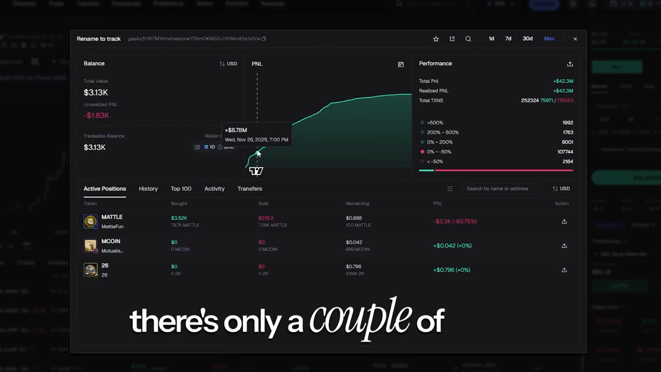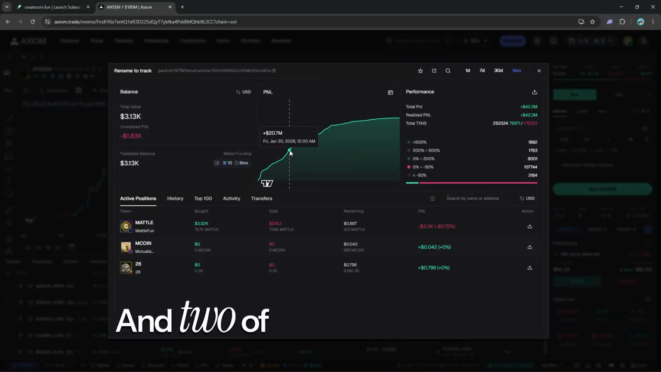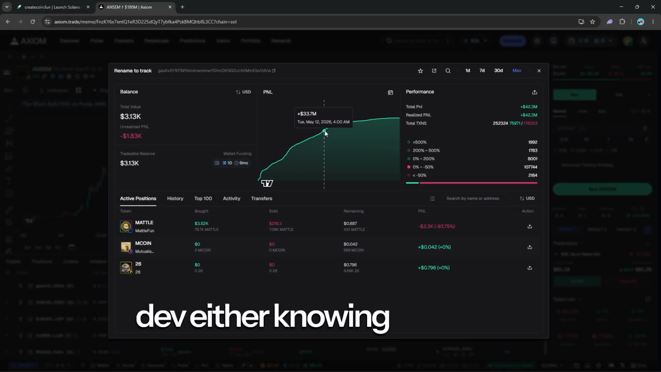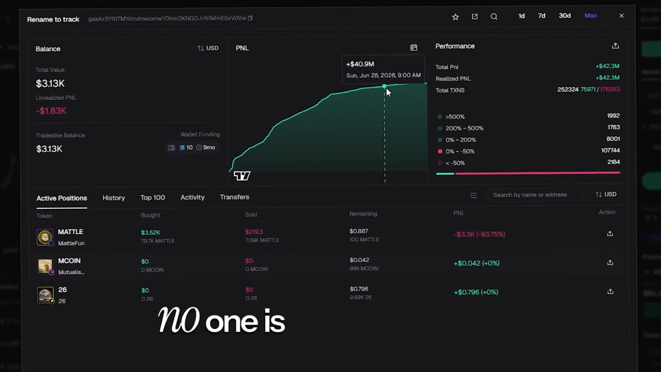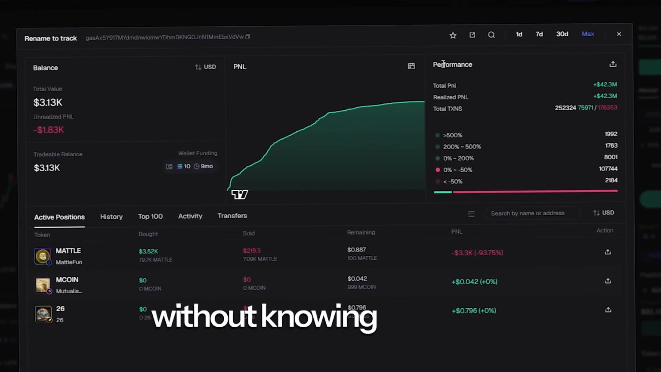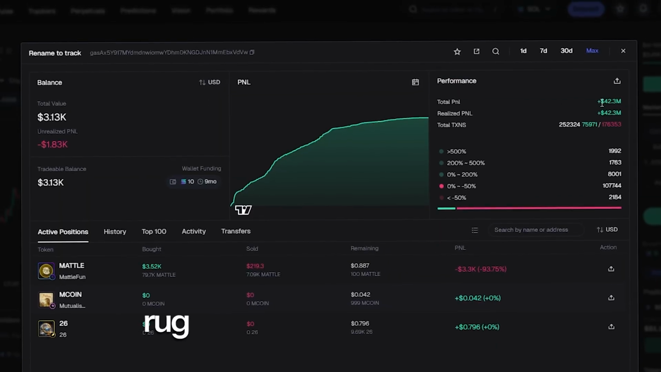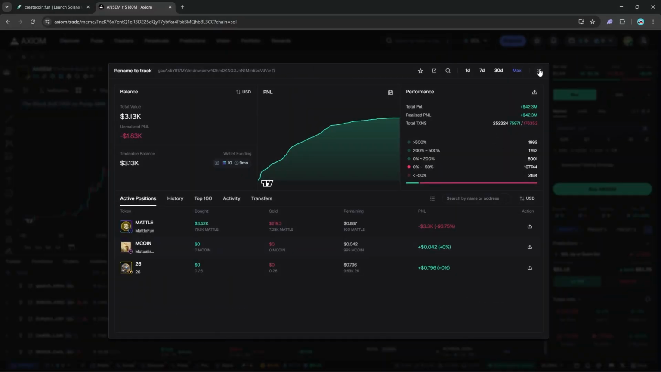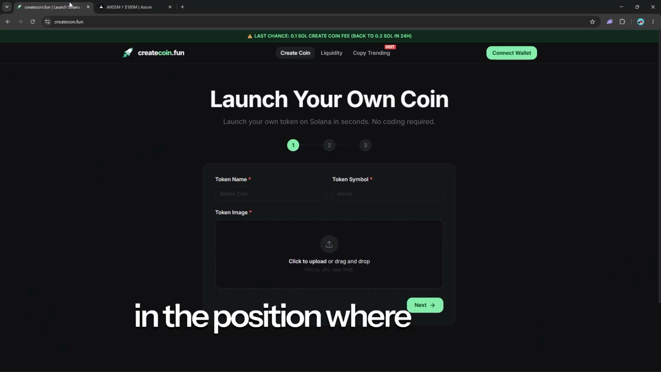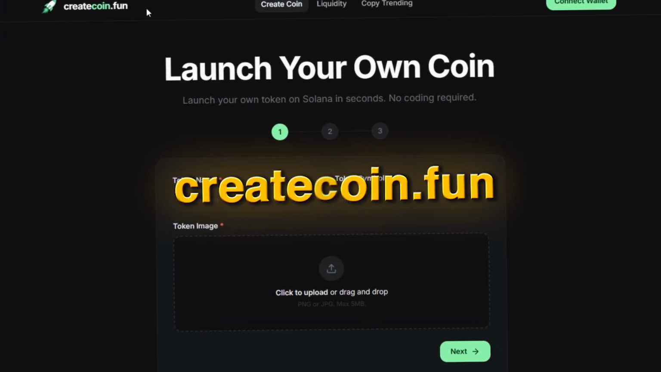Now, there's only a couple of ways that this could be possible, and two of them are about the dev, either knowing them or being them, okay? No one is this consistent without knowing the dev. You've got to know when that rug pull is coming in order to make this kind of money. So why don't we put ourselves in the position where we are the rug pullers by using createcoin.fun.